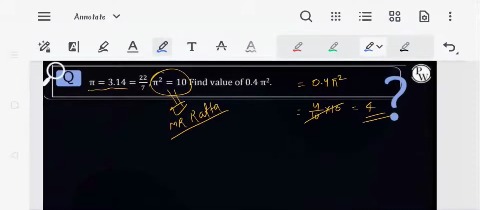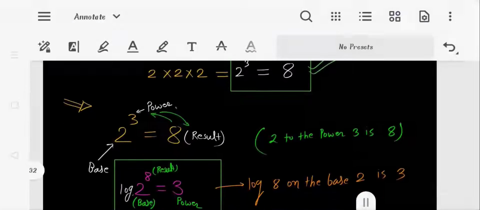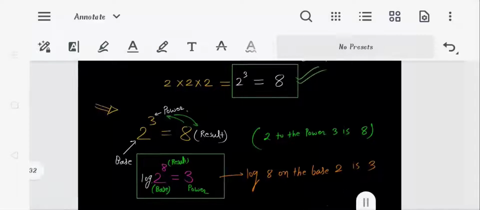Well, let's move forward. Now 2 into 2 into 2 is 2 to the power 3, equal to 8. That is the concept of power. You read this as 2 to the power 3 is 8, and if you talk about log, then log 8 on the base 2 is 3.